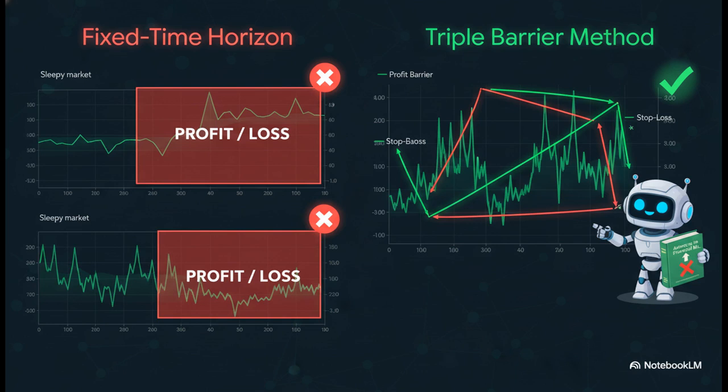But when things are going crazy, 2% is just noise. It doesn't adapt. That's why we need something smarter, the triple barrier method. It's dynamic, it breathes with the market's volatility, and this is key, it actually cares about how the price moves.